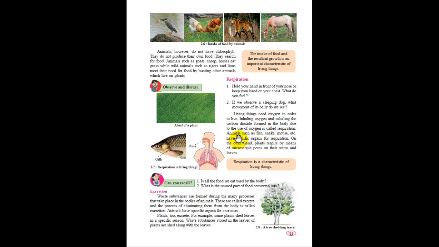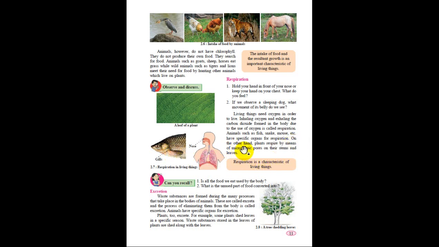Okay, so animals such as fish, snake, mouse, etc. have specific organs for respiration. Every body has specific organs for respiration; not the whole body is engaged in respiration. It is a specific part. The lungs are a very important part of the human body for the respiration process. But fish don't have lungs, so they have gills as their respiration organ. With the help of gills they do the respiration process.